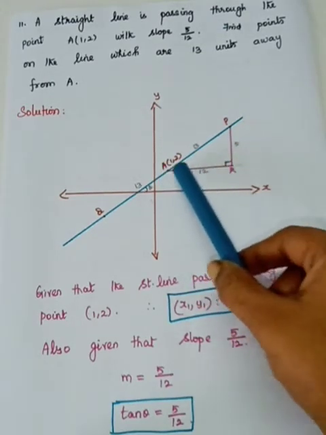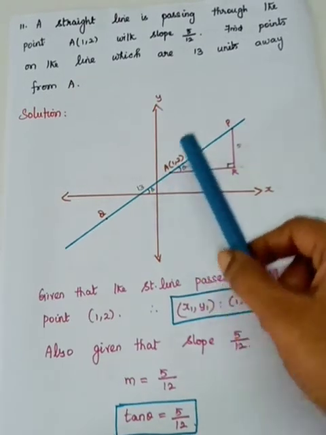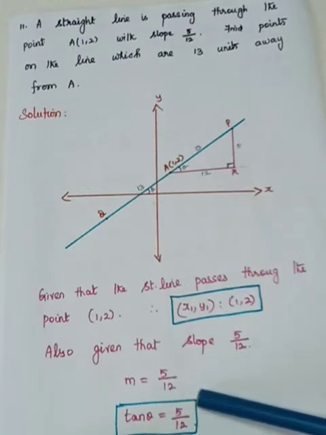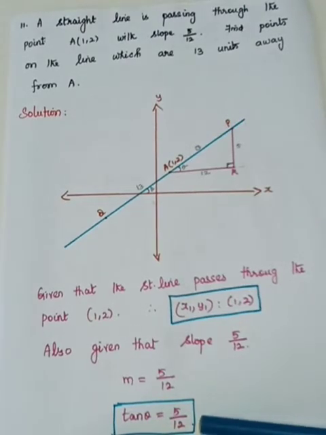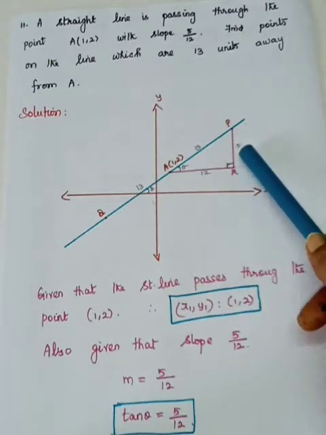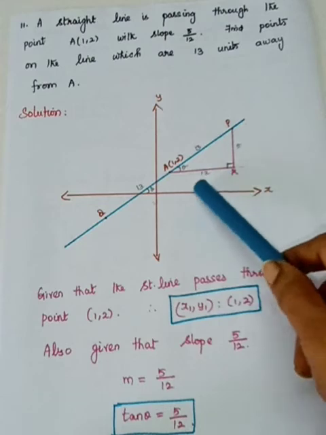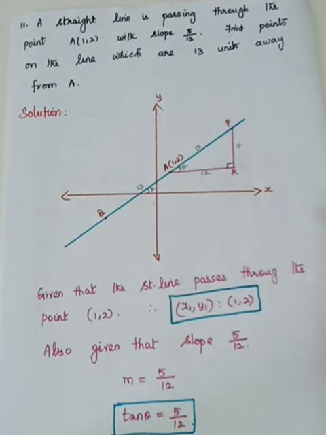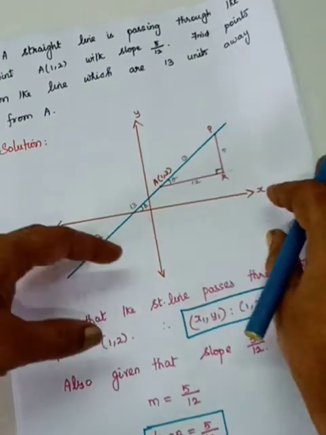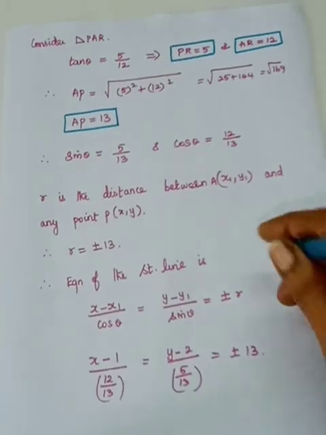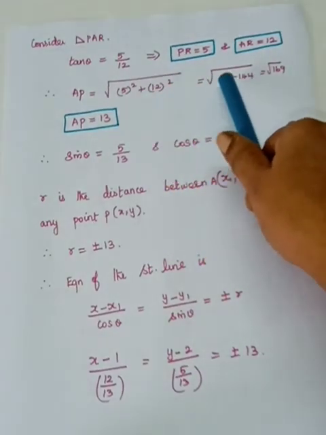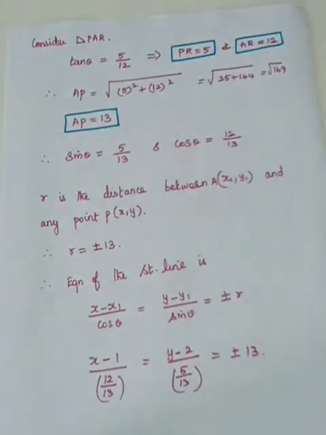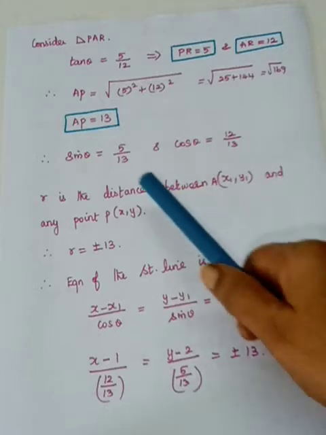So this distance, what is it? It is 12 because the slope is 5 by 12. So tan theta means what? It is the opposite side by adjacent side. So therefore the opposite side is what? 5. Opposite side for theta is 5 and the adjacent side is 12. Already we know this result is AP. Otherwise if you use Pythagoras theorem, this AP is nothing but the square root of 5 square plus 12 square, that is 25 plus 144, the square root of 169, that is AP is equal to 13. Already it is given. So from that we are going to find sin theta.